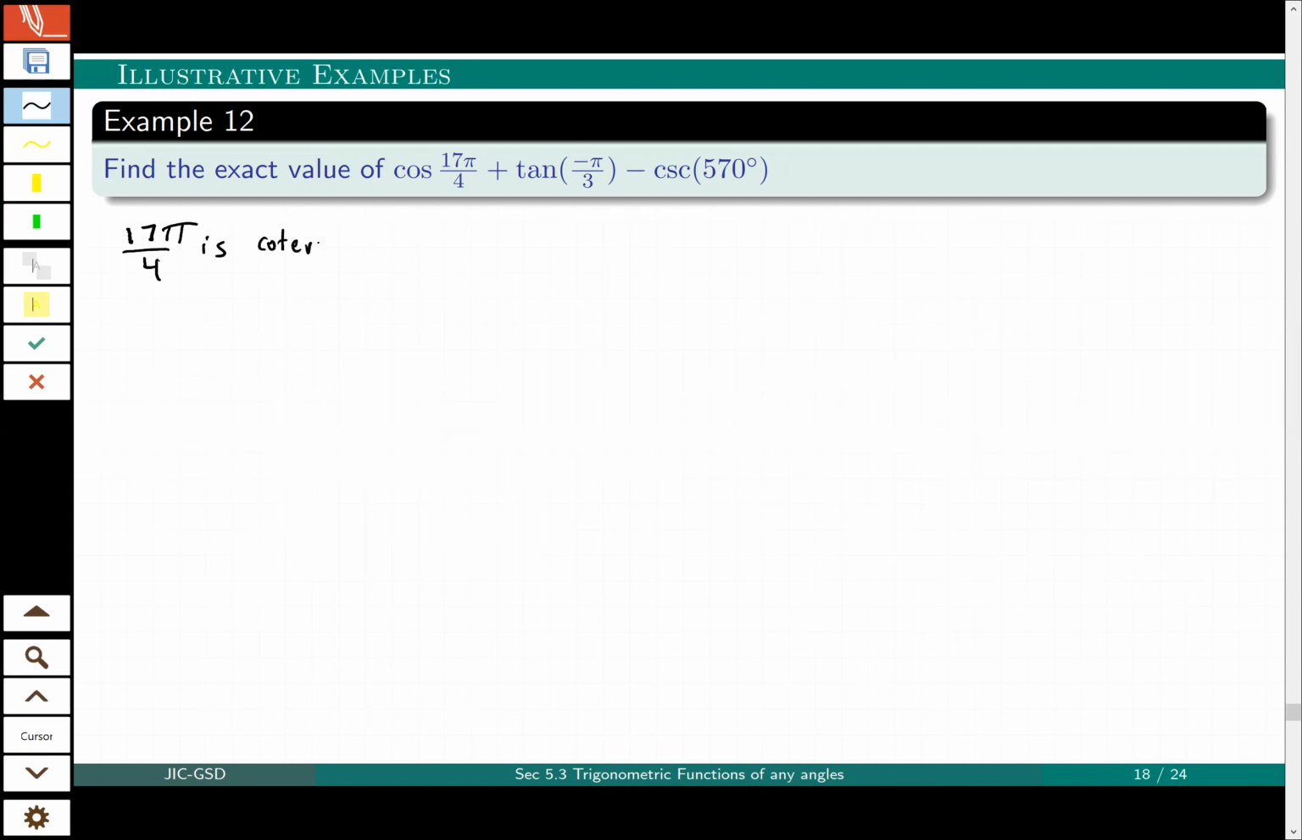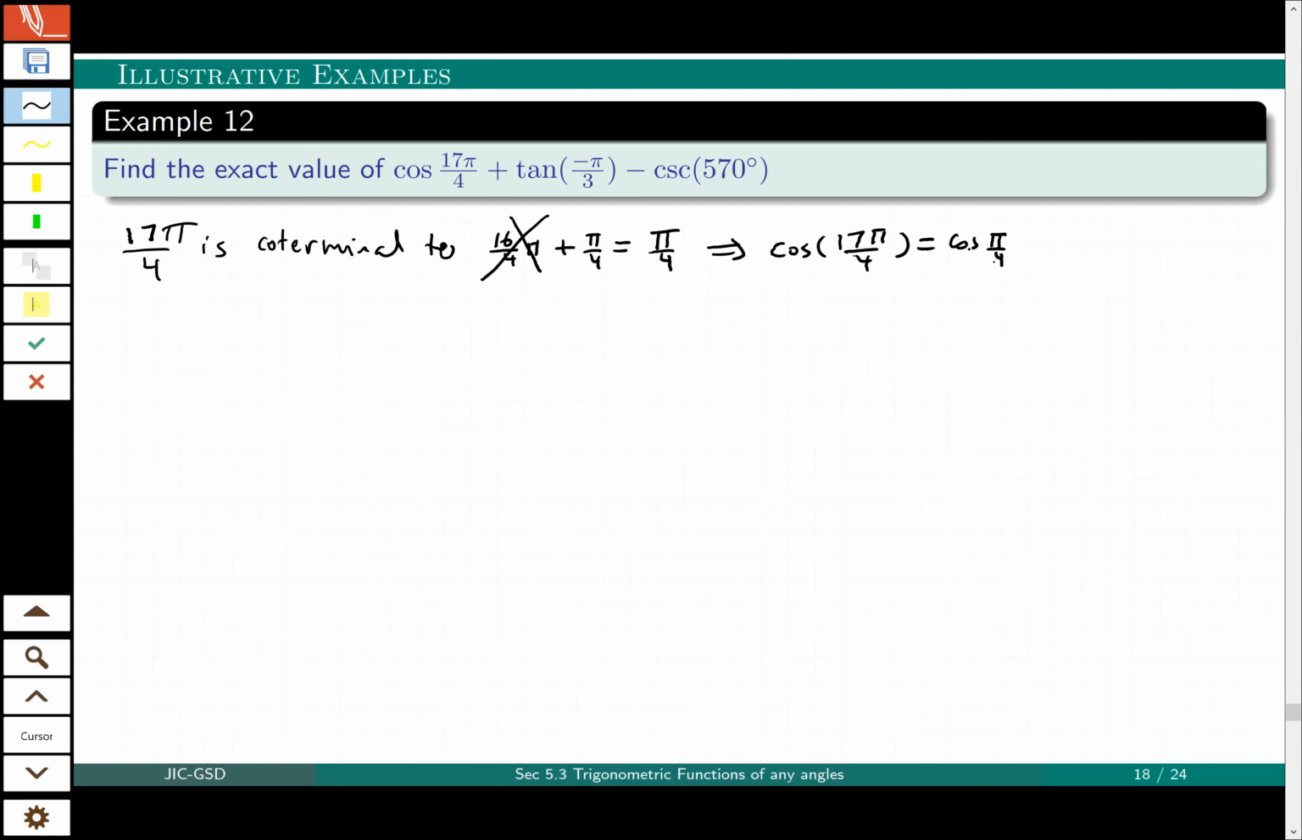17 pi over 4 is coterminal to which number will cancel out 4? Close smaller than 17, 16. So we will say 17 means 16 over 4 plus pi over 4. So that will cancel out because it's 4 pi. So it's coterminal to pi over 4, which means, in other words, cosine 17 pi over 4 is the same as cosine pi over 4 because coterminal angle means we will go to the same point.